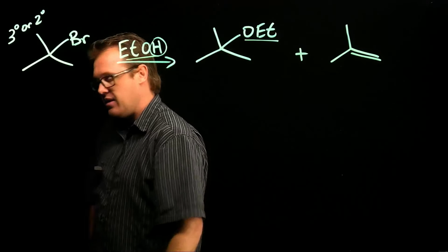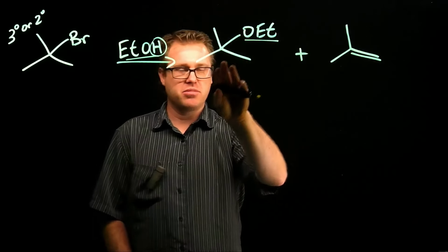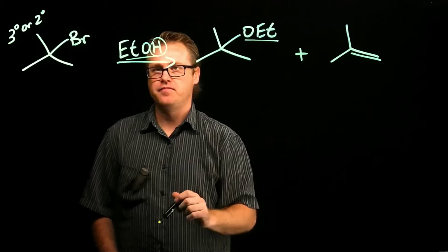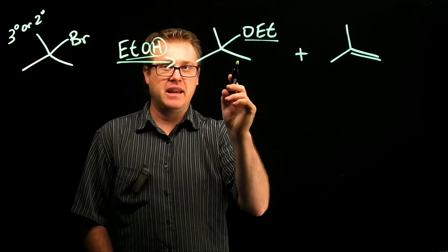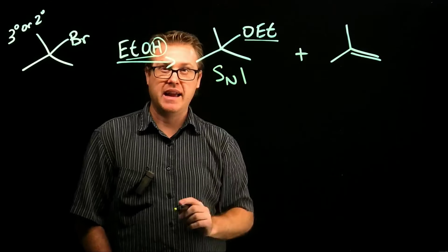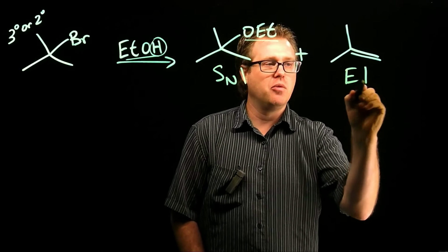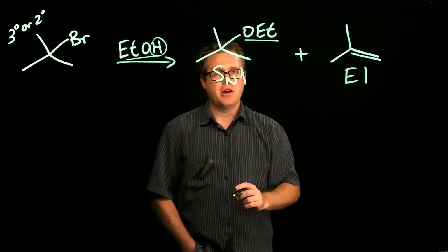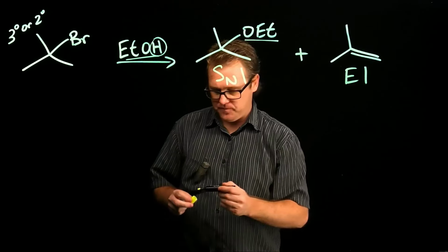And you are going to get something that looks like that. You're going to have the elimination product. So we have a substitution product and an elimination product. But they go by a different mechanism than the SN2 and the E2. And we've discussed that briefly. That would be an SN1 product, and this would be an E1 product. And I'm going to go through the mechanism to show you what that is.